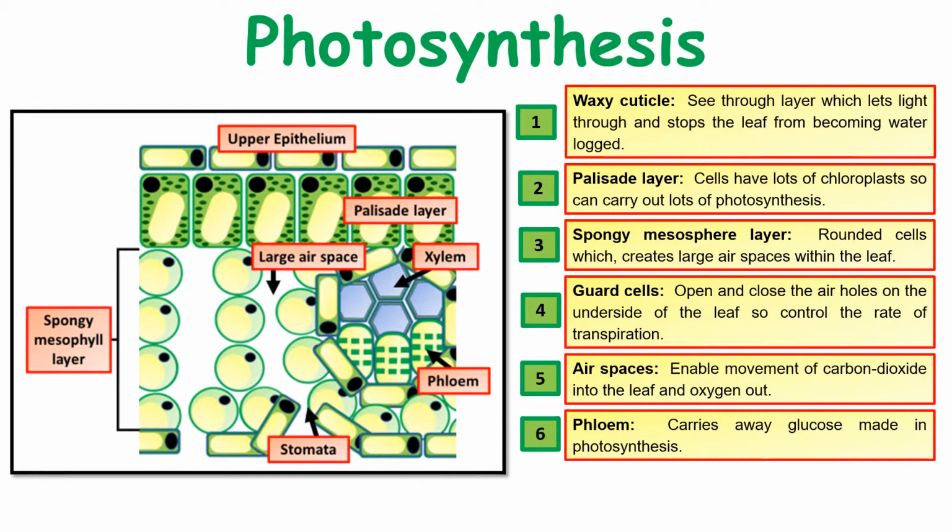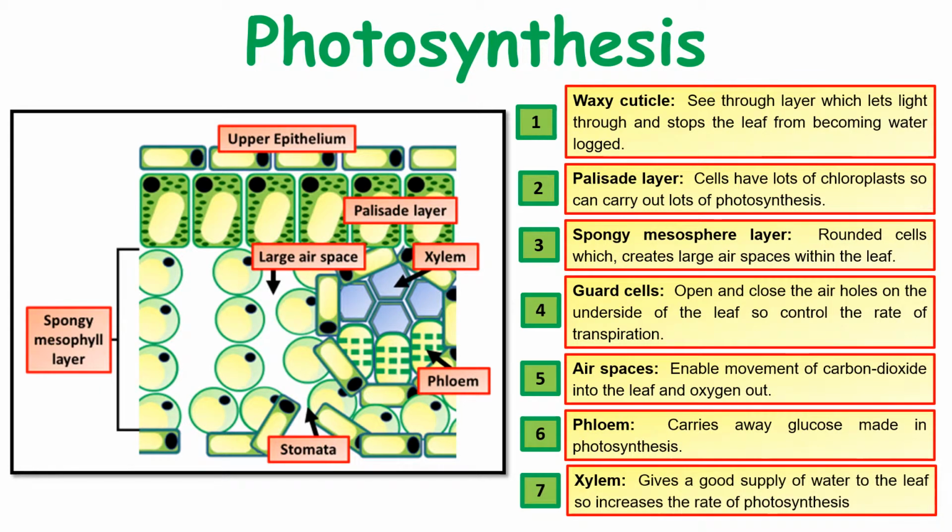Leaves have veins which comprise phloem and xylem. The phloem carries away the glucose, which is made in photosynthesis, and the xylem carries water up from the roots to the leaves, so the water can then enter the palisade cells and be used in photosynthesis.